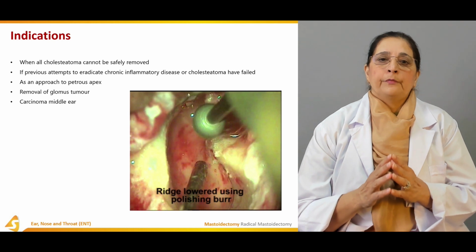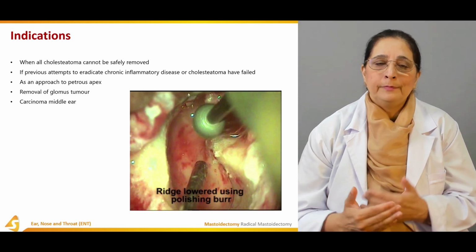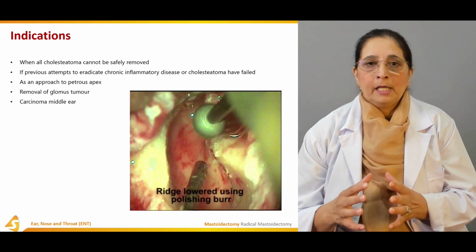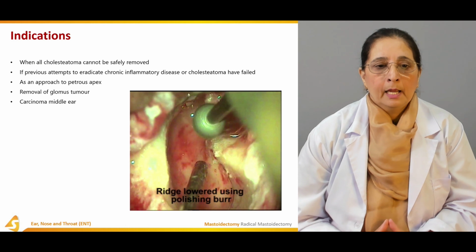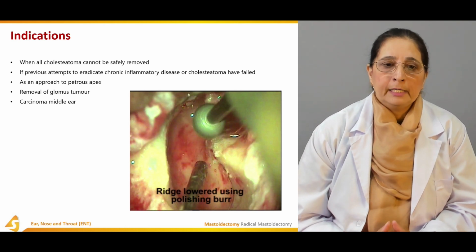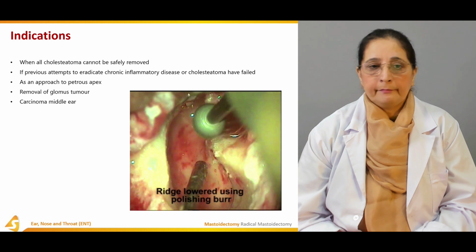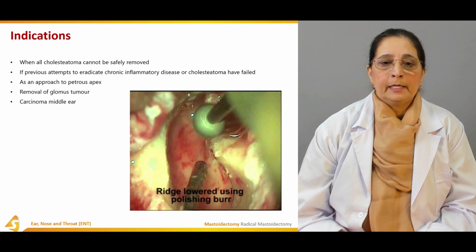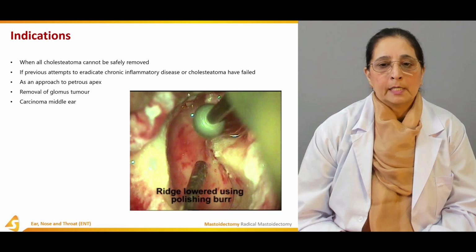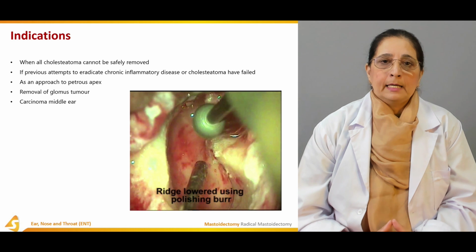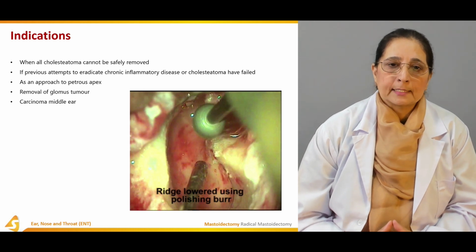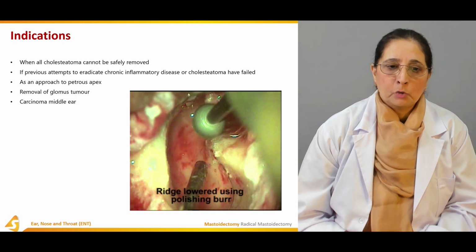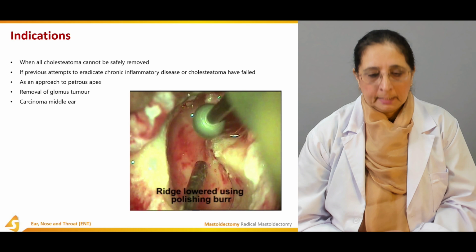procedure which is performed to eradicate or remove the disease of the middle ear or the mastoid without restoring the hearing. And these indications are when the cholesteatoma cannot be safely removed, if previous attempts to eradicate chronic inflammatory disease or cholesteatoma have failed, and as an approach to petrous apex, or as an approach to remove the glomus tumor and carcinoma of the middle ear.